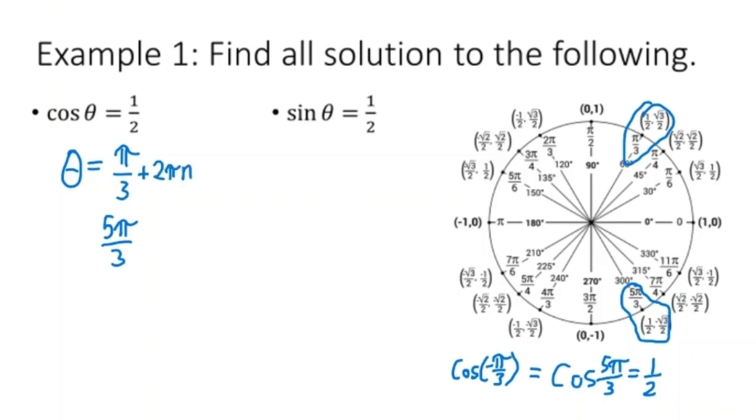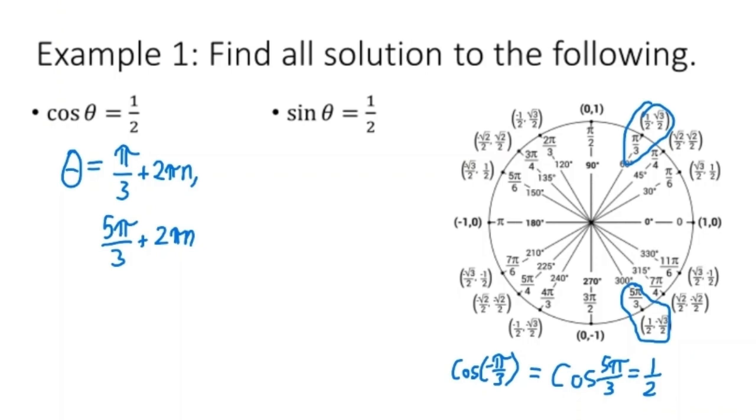All coterminal angles differ by an integer multiple of 2 pi. So one family of solutions is pi over 3 plus 2 pi n, where the 2 pi n is accounting for the fact that I'm looking at all the possible coterminal angles of pi over 3. Same thing goes for the 5 pi over 3. Since 5 pi over 3 is a solution, then 5 pi over 3 plus 2 pi n is a family of solutions to cosine theta equals 1/2. So here, I don't just have two solutions, I have two families of solutions.